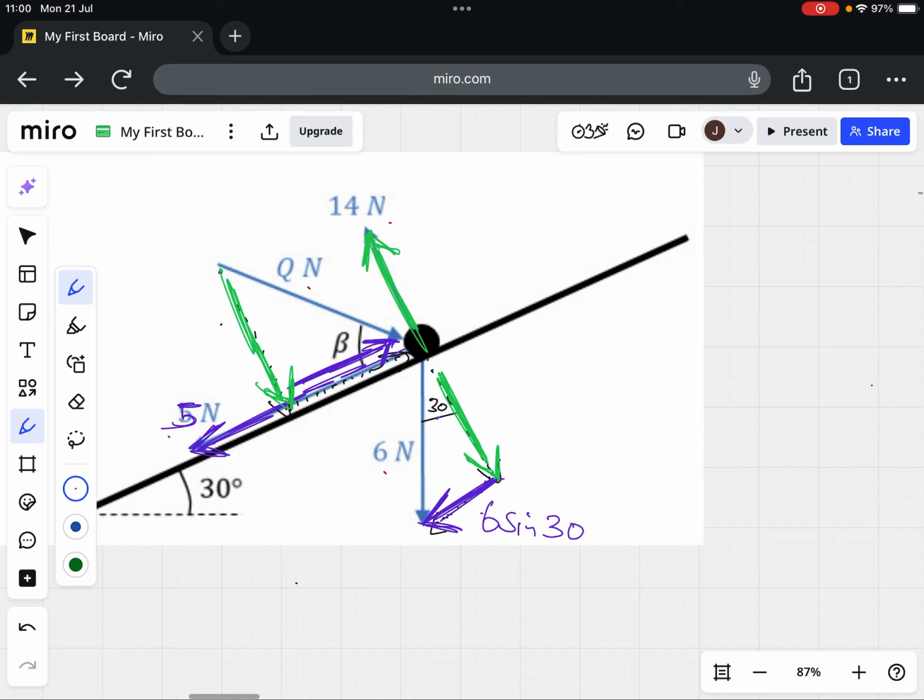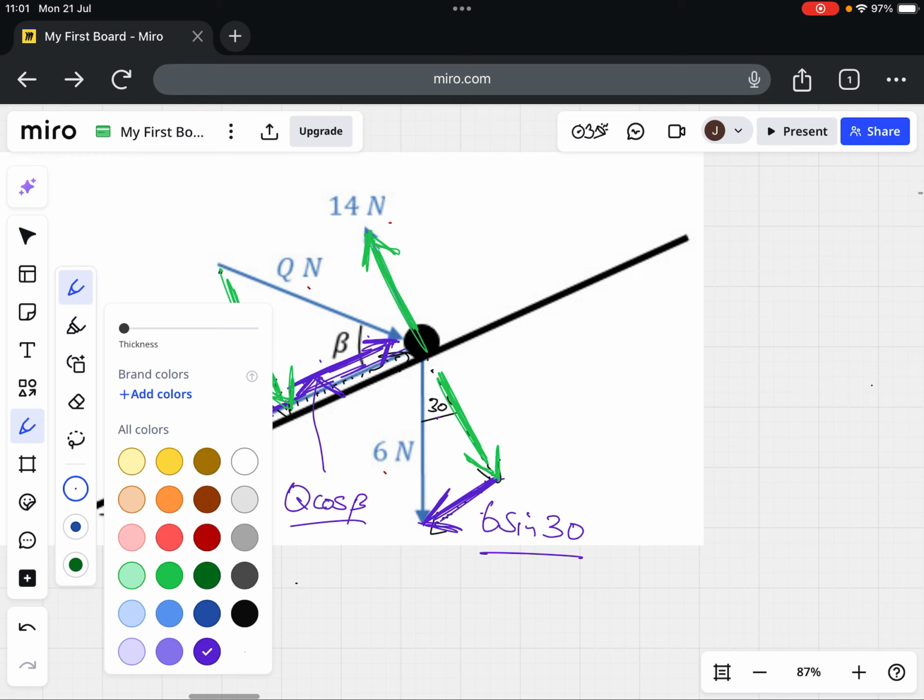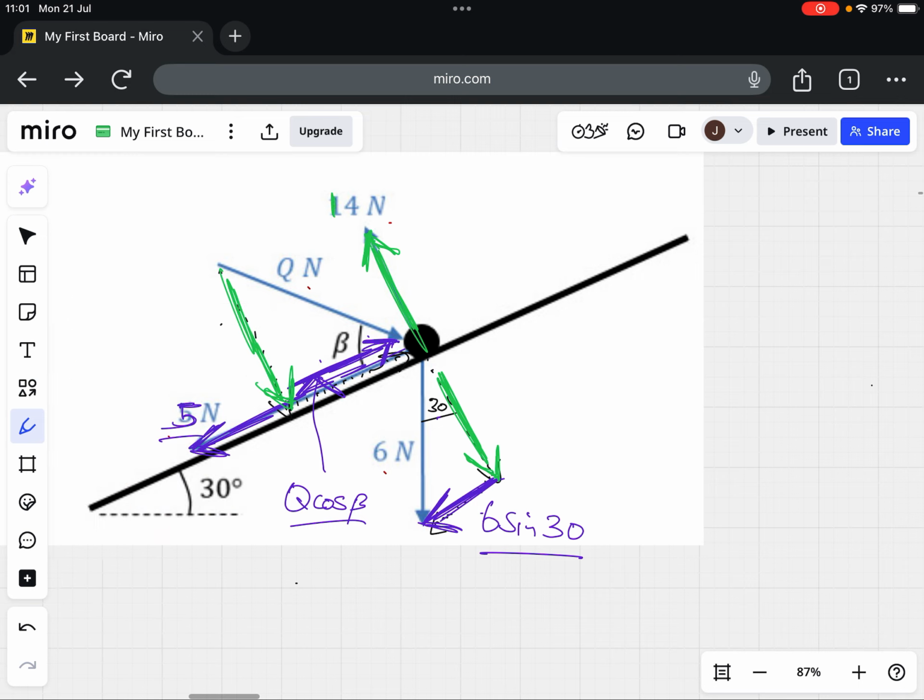This one here, if this is beta, this is the adjacent side. So this one here, this is the only problem with these questions. It's a bit hard when they do this one here. This is Q cos beta. So there is 1, 2, 3 for that one there. Let's do the green ones again. So the 14 is absolutely fine the way that it is. This one here, what's this one here? This is Q sine beta.